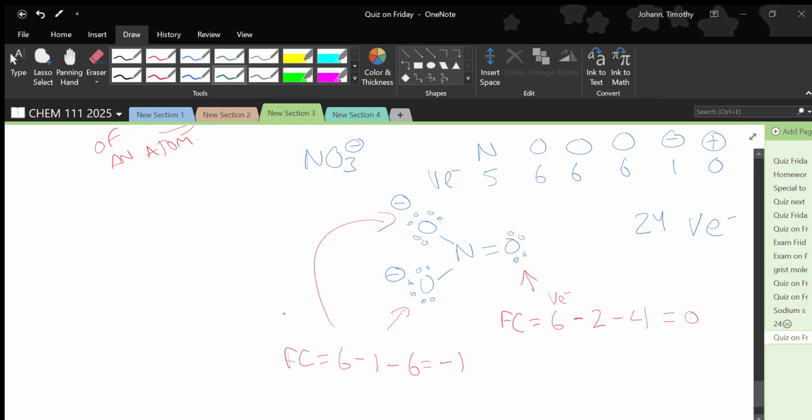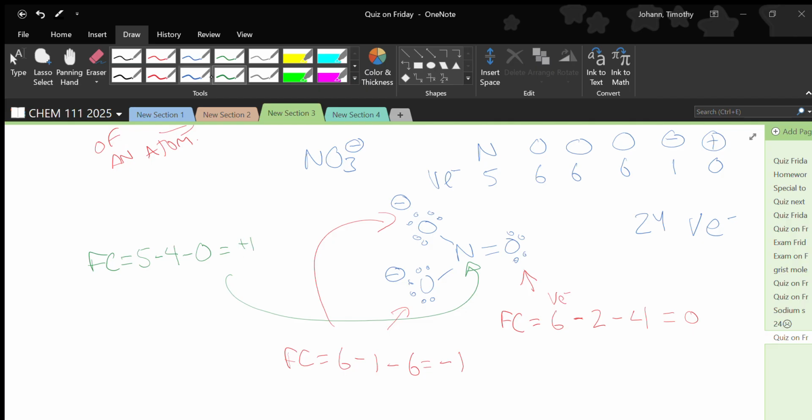And then the nitrogen. Here, we'll do it in green so we don't get confused with our arrows. Nitrogen, formal charge. How many valence electrons on nitrogen? 5. Minus how many bonds to it? 4. Minus how many unshared electrons? 0 equals +1, right? And so this is going to have a +1 charge here. So we actually get our -1 charge by having 2 negative charges and 1 positive charge. That's how formal charges work.